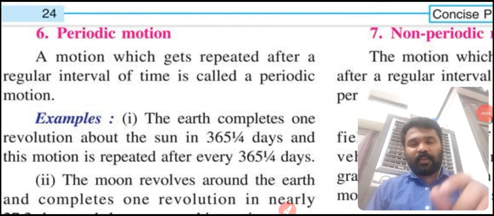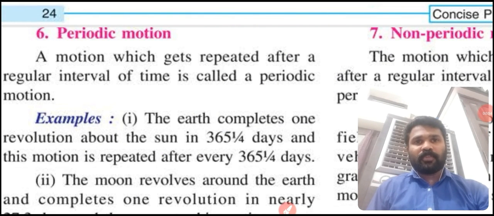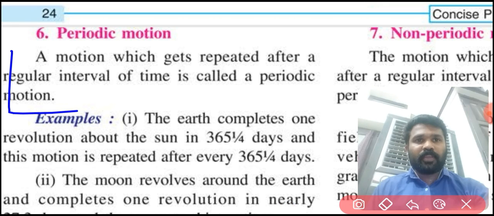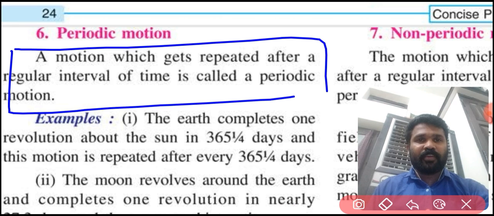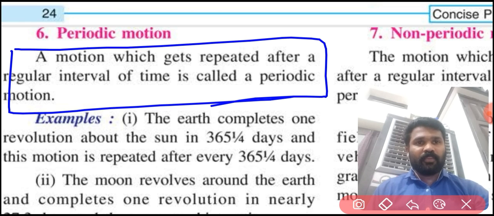Okay students, now we are going to discuss periodic motion. What is the definition of periodic motion? A motion which gets repeated after a regular interval of time is called a periodic motion.